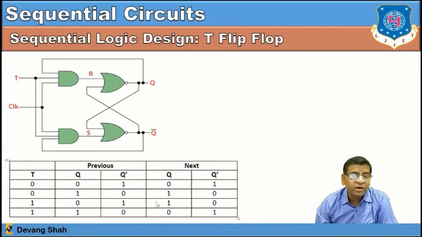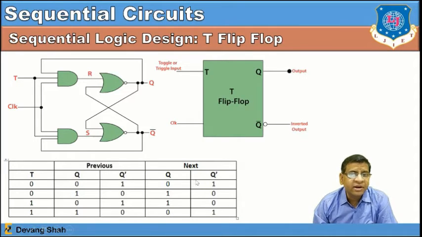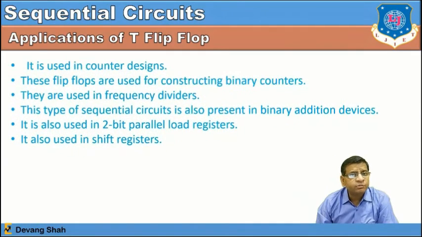Why is this very important? Because here you can divide the frequency using this T flip-flop. So normally we use this kind of T flip-flop as a frequency divider. See here a T flip-flop where we apply the toggle or trigger input, and with the application of the clock, you are again going to have Q and Q bar, right? That's the block diagram of the T flip-flop, and from that you can understand it. The next one is the application of this T flip-flop. You can use it in many counter designs.